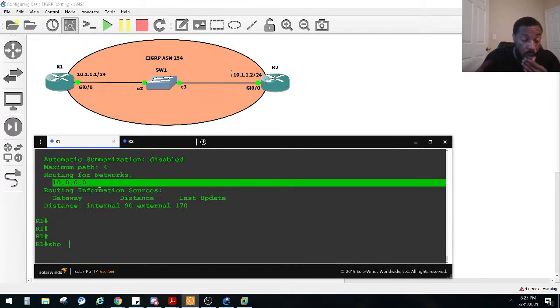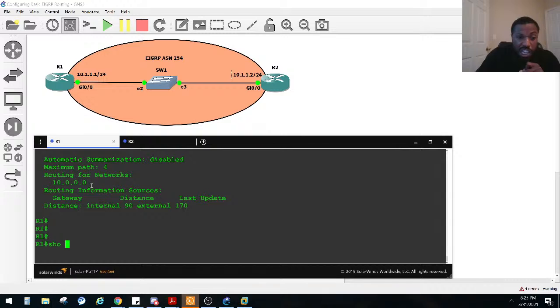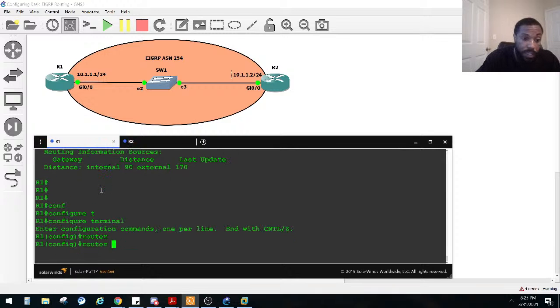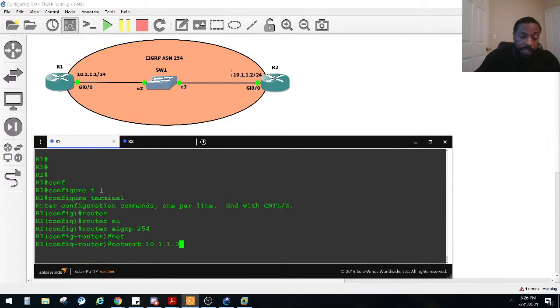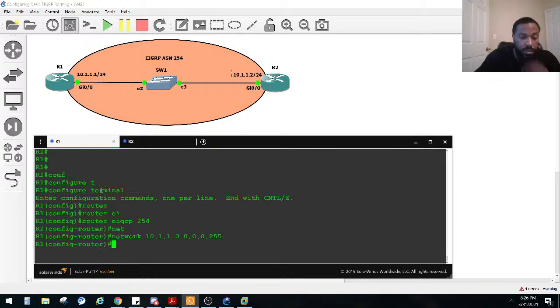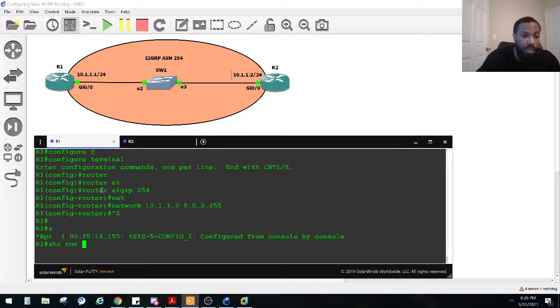We don't want that. So we could either do, I believe, no auto-summary, or we could actually put the wildcard mask. And then it'll say the network is the 10.1.1.0 network. Right? So this is going to cover everything in that subnet there. So let's change that. Let's go back to router EIGRP 254 and do network 10.1.1.0 and then the wildcard mask, right? 0.0.0.255, is it? And try that. And now let's do a show run section EIGRP.